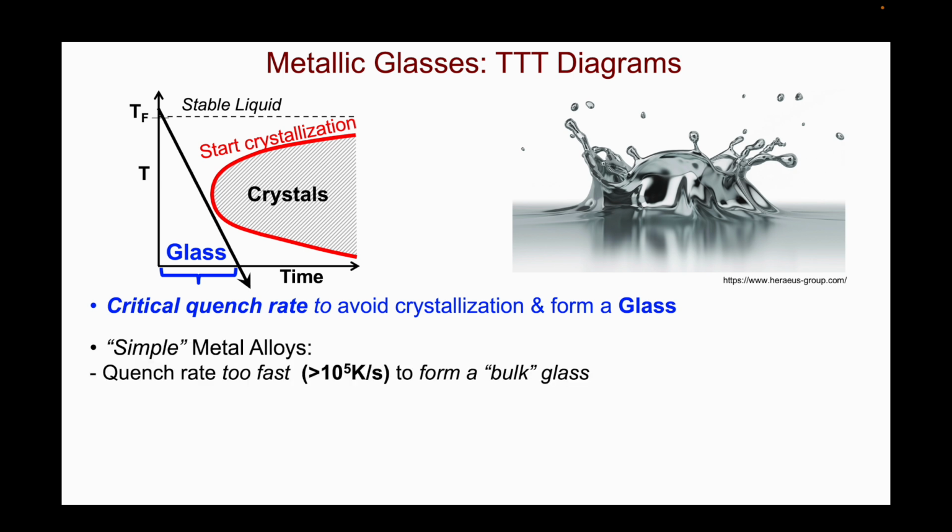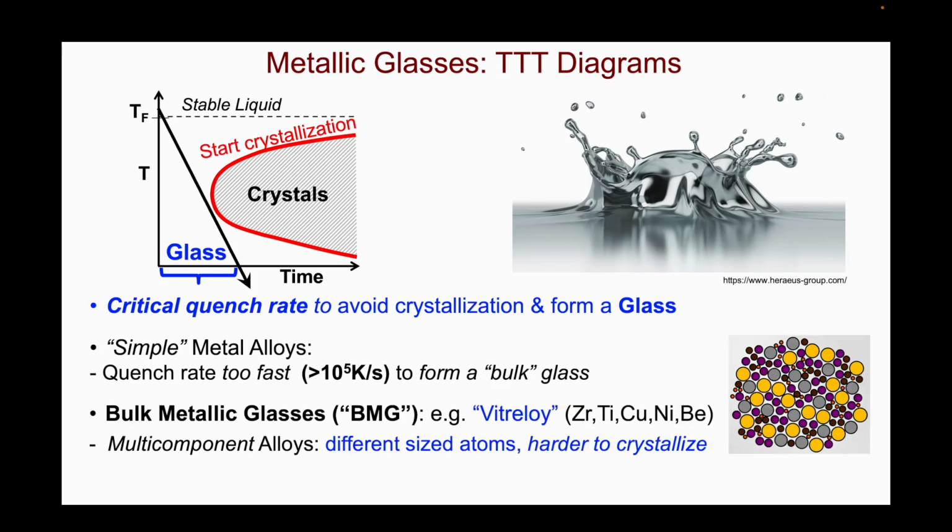For simple metal alloys, a quench rate greater than 10 to the 5th degrees per second is required to avoid crystallization, as their simple close-packed structures can organize and form very quickly. With those rates, it's not possible to produce a bulk sample of glass, although very thin glass ribbons and films that cool quickly can sometimes be made.